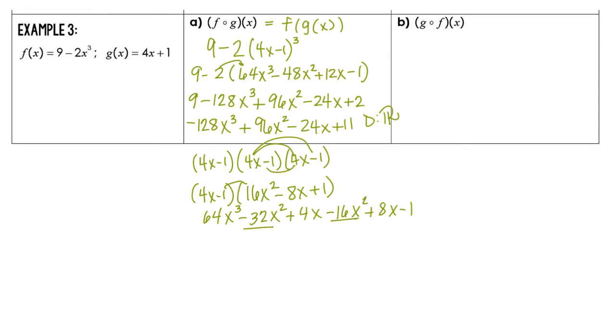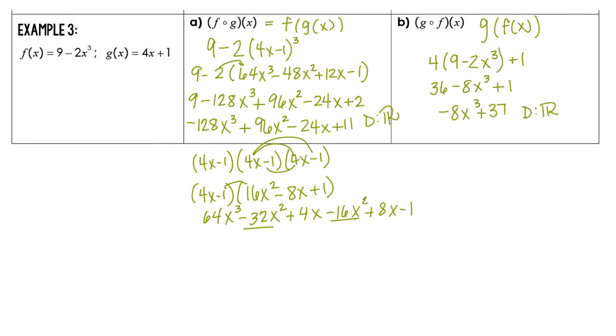Okay, so now for part B. Very similar, however, the order is changed, so maybe that'll make the problem a little easier. We've got g of f of x, and so substituting in here, that's going to be 4 times 9 minus 2x cubed, and then plus 1, and so we're going to have 36 minus 8x cubed, and then plus 1. And so we're going to have negative 8x cubed plus 37. And our domain for this one, it is a polynomial, so it is all real numbers.